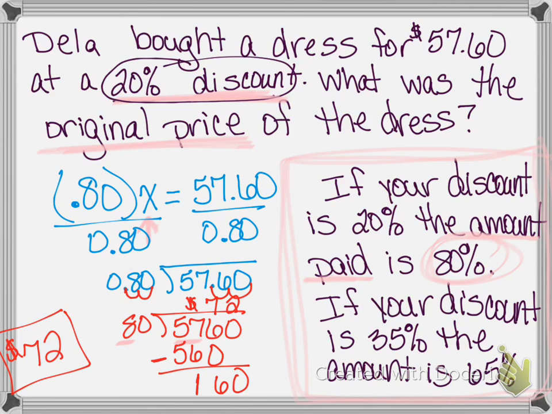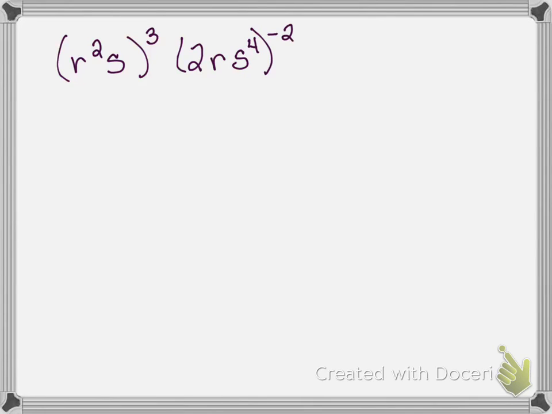Okay? Okay, I want to do an exponent one. Here we go. I think I'm going to have to make it up. So if I've got r squared s, and all of this is raised to the third power, then I have 2r raised to the negative 1. Or let's do negative 2.